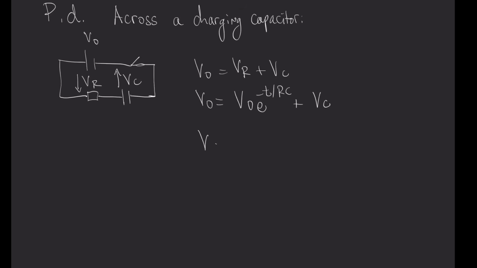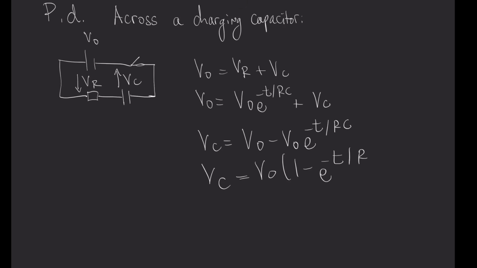Let's rearrange for it. So VC will be given by V0, take away V0 e to the minus t over RC. VC will be V0 (1 minus e to the minus t over RC). The same equation also applies for the charge across the capacitor. Q will be Q0 (1 minus e to the minus t over RC).